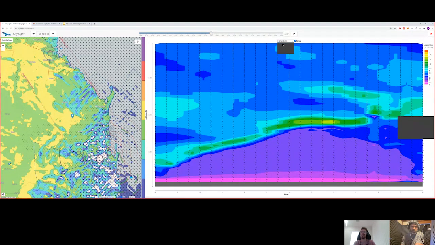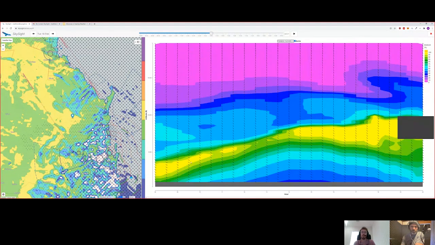We can also look at the humidity through the day. So we can see as well, we can see all this humidity up at 3,000 feet, and you can see how that lifts through the day. And that's where those clouds are going to be that we saw on that map before. So it's really nice to show how the day is going to change.